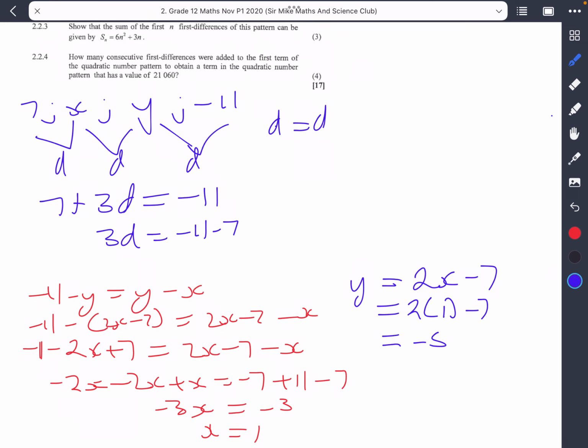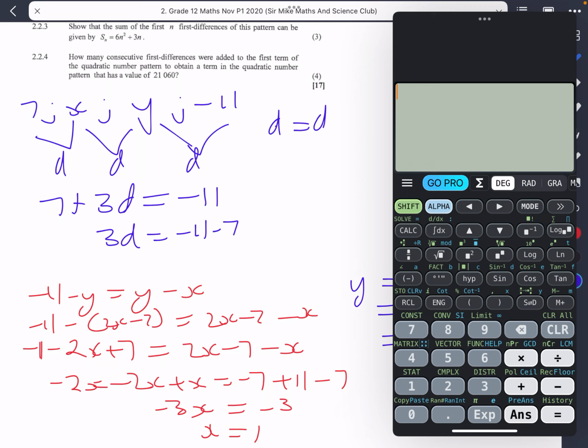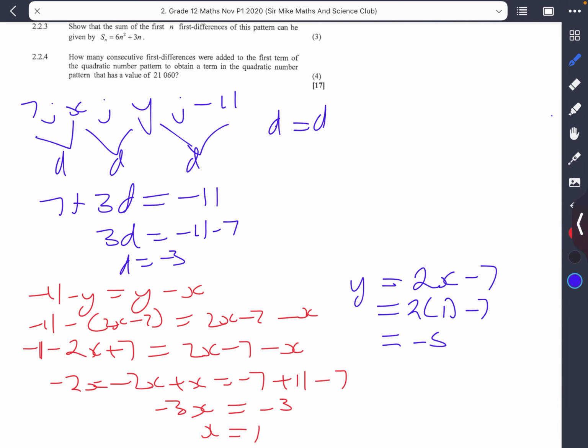All right, so in this case we have negative 11 minus 7, which is negative 18, divided by 3, so that would give us negative 6. So we actually get d being equal to negative 6.